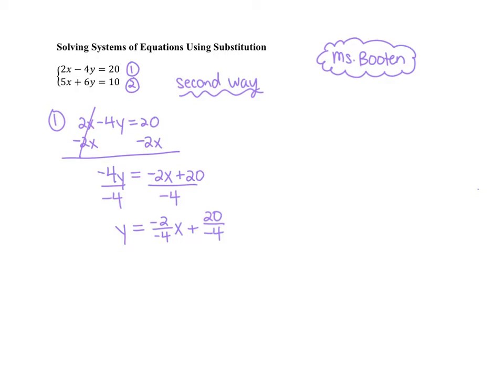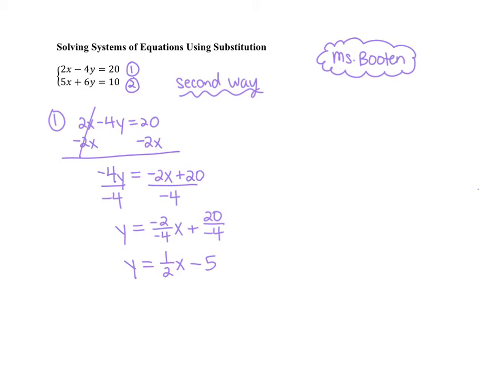Now I can simplify these, and you need to. So these negatives are going to cancel out, because a negative divided by a negative is a positive, and then 2/4 reduces to 1/2. So y equals 1/2 x, and then 20 divided by negative 4 is negative 5. So you can either say plus a negative 5 or just minus 5. I'm just going to do minus 5. So that's equation number 1 solved for y.